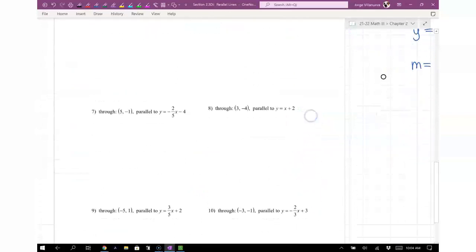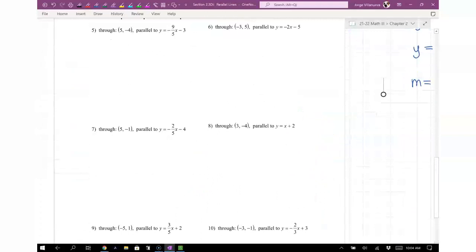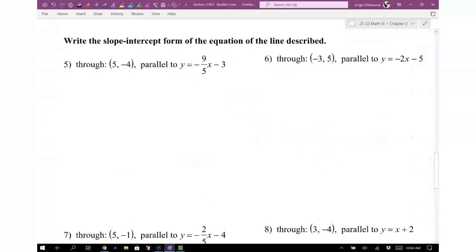Now, the last set of problems that you're going to be doing, so it's 6 through 10, there's 6 of these. They're going to want you to write the slope-intercept form of the equation of a line, okay? In other words, write an equation, y equals mx plus b, okay? But they're giving you a point. Okay, so there's a point here. And then they're giving you a line on the right side. But they said it has to be parallel to that line, right? Parallel to that line. So let's look at number 5.